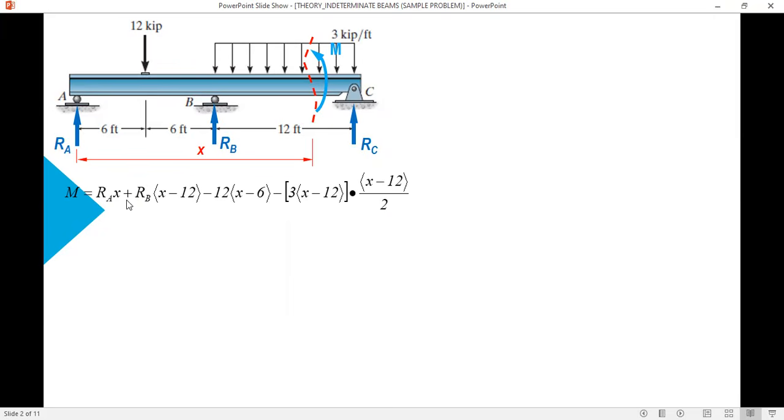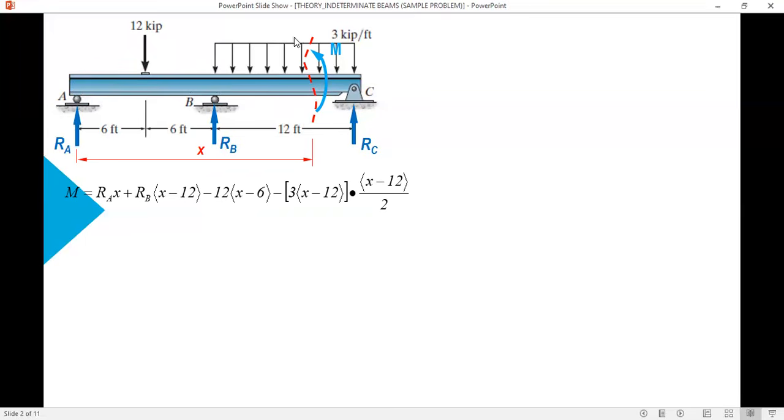So RA x plus RB times x minus 12. This one, 12 is counterclockwise, but when we transpose, it becomes negative 12. The distance of 12 to the cutting section is x minus 6 now. X and then minus 6, this one.